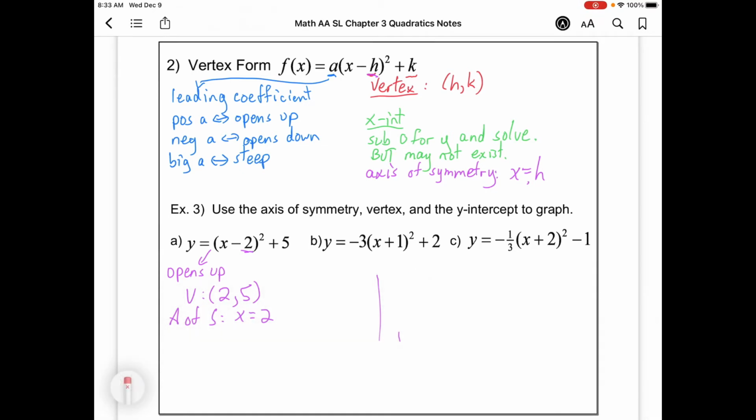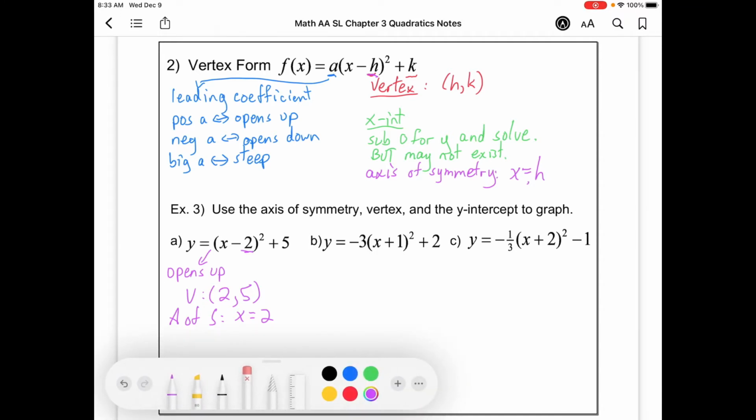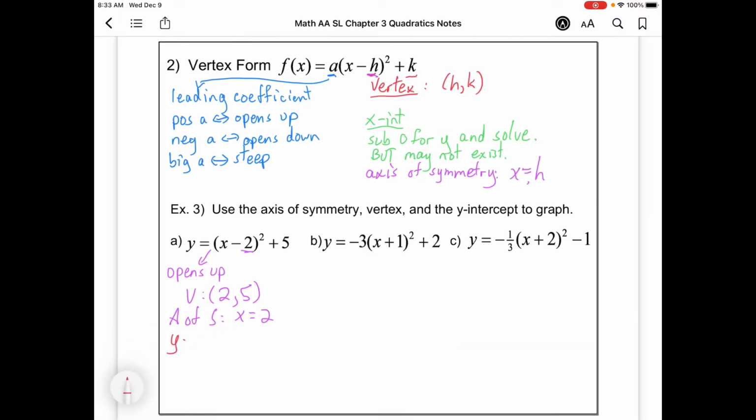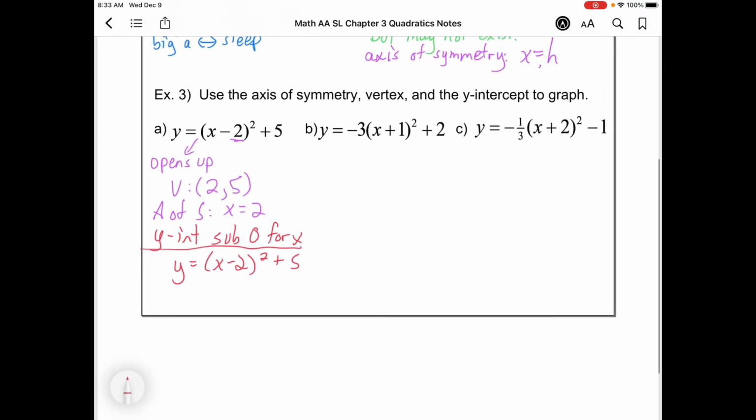Lastly, it asks us to find the y-intercept, and we've already talked about this. To find the y-intercept of any function, all you do is you sub in 0 for x. And you're going to have to do it carefully. So here was the function, x minus 2 all squared plus 5. Let's go ahead and put in 0. 0 minus 2 all squared plus 5. And that would be negative 2 squared plus 5, or 4 plus 5 is 9. There's our y-intercept.